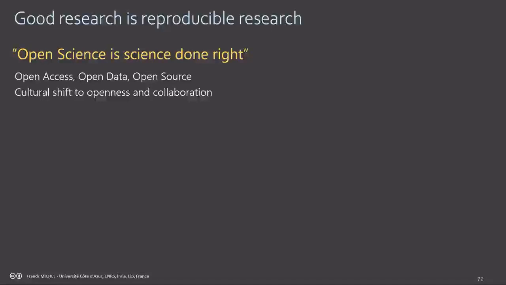At the beginning, we talked about open science in general, and this sentence summarizes it. Open science is science that's done right. It has 3 pillars: open access to the scientific articles, open data, and open source code. The openness is also something like a cultural shift in the mindsets.